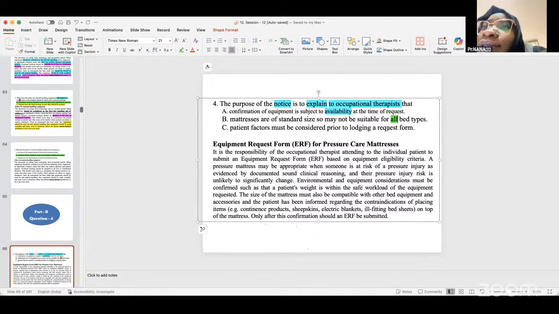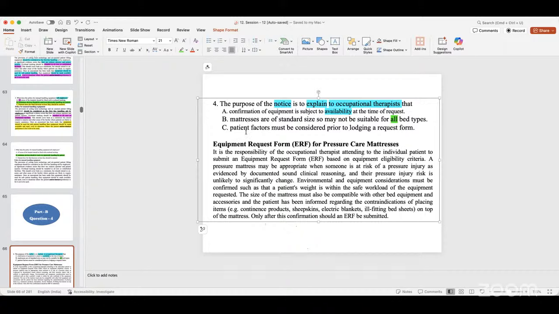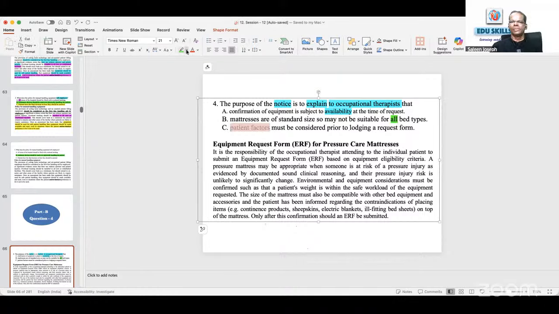Must be. Factors must be. Patient factors. Yes. Patient factors.